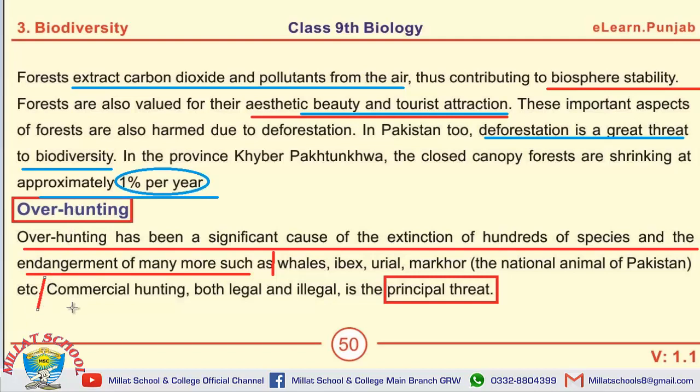What is the principal threat to species? Answer is commercial hunting, both legal and illegal, is the principal threat to different species. MCQs may be: overhunting is a cause of extinction as well as endangerment of different species.